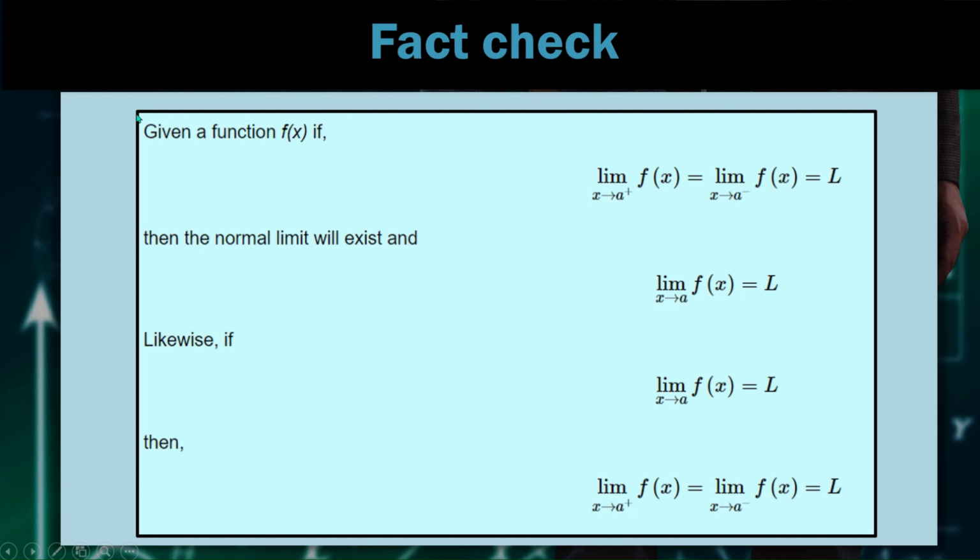The question is, when does the normal limit exist? By the definition here, it says that the normal limit exists if the right hand side limit is equal to the left hand side limit. So in a scenario where the left hand side and the right hand side limits are not equal, that means that the normal limit does not exist. Okay? Gets ba? Gets na yan.